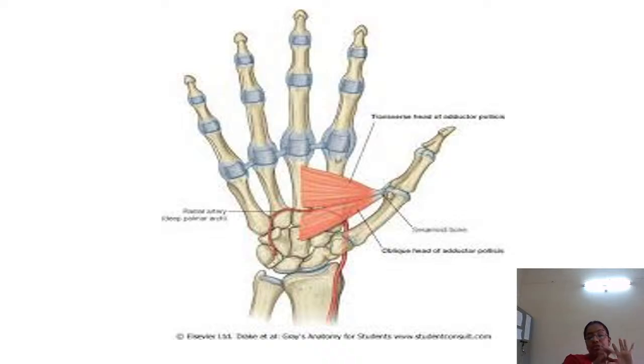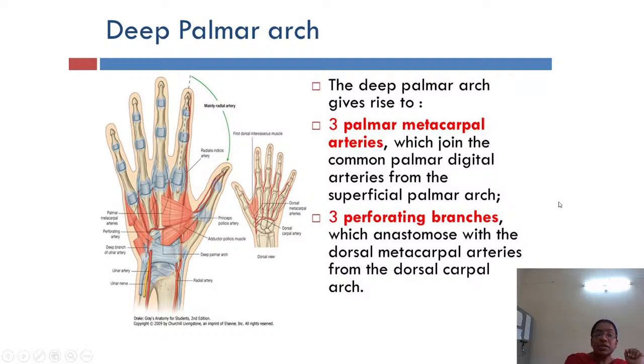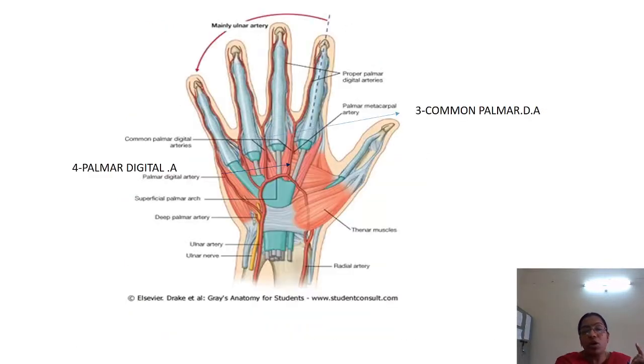They pierce the dorsal interossei and enter into the palmar aspect of the palm between the two heads of the adductor pollicis, that is, the transverse and the oblique head of the adductor pollicis. The radial artery goes behind, then comes in front in the palm, and they complete the arch by anastomosing with the deep branch of the ulnar artery. So this is the radial, and this is the deep palmar arch that you are seeing.